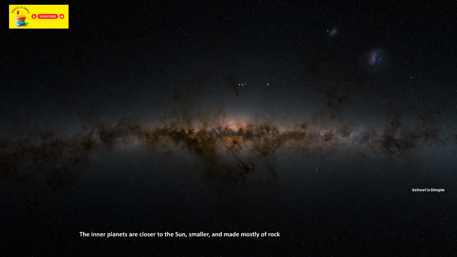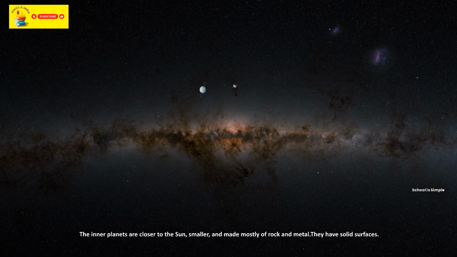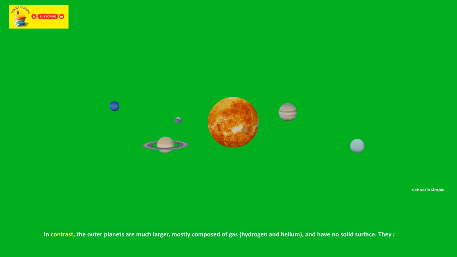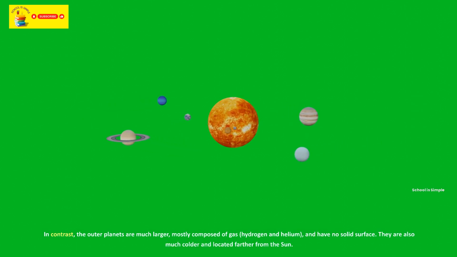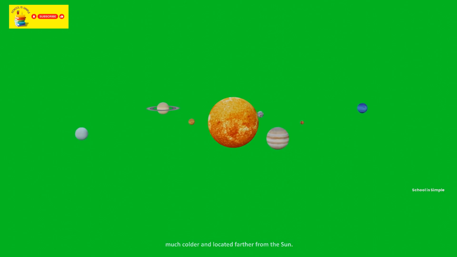The inner planets are closer to the Sun, smaller, and made mostly of rock and metal. They have solid surfaces. In contrast, the outer planets are much larger, mostly composed of gas, hydrogen, and helium, and have no solid surface. They are also much colder and located farther from the Sun.